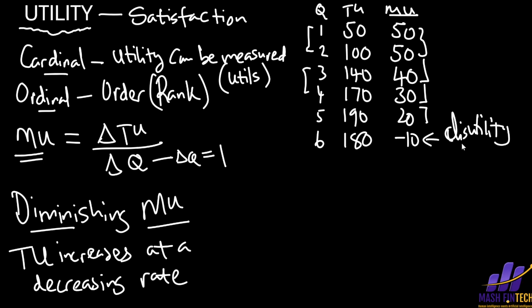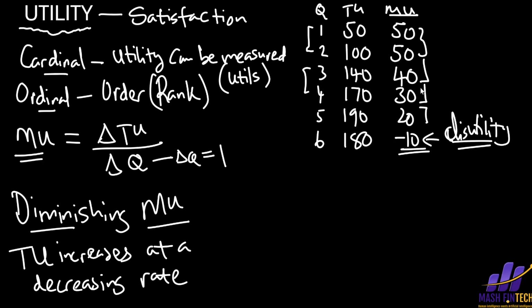So you get to a point where the chocolate that you're consuming doesn't satisfy you anymore. You feel bloated. You don't want that chocolate anymore. And then you might end up throwing up. You don't want it. That's where the negative change in utility is going to come from. Okay, so this is a case of disutility.